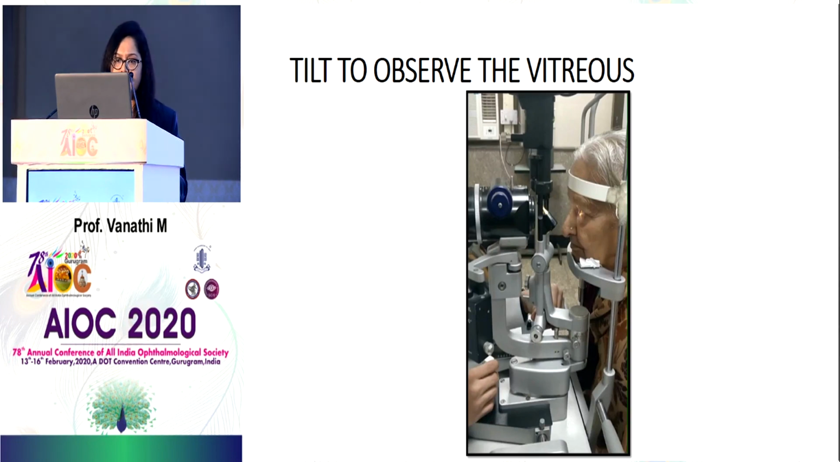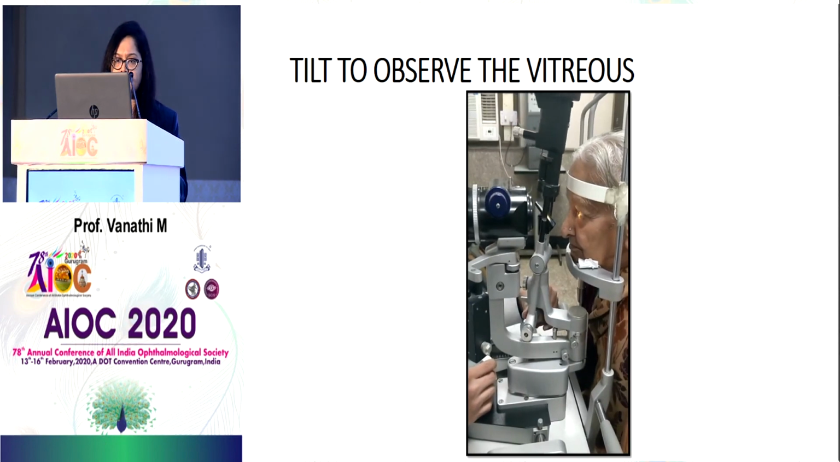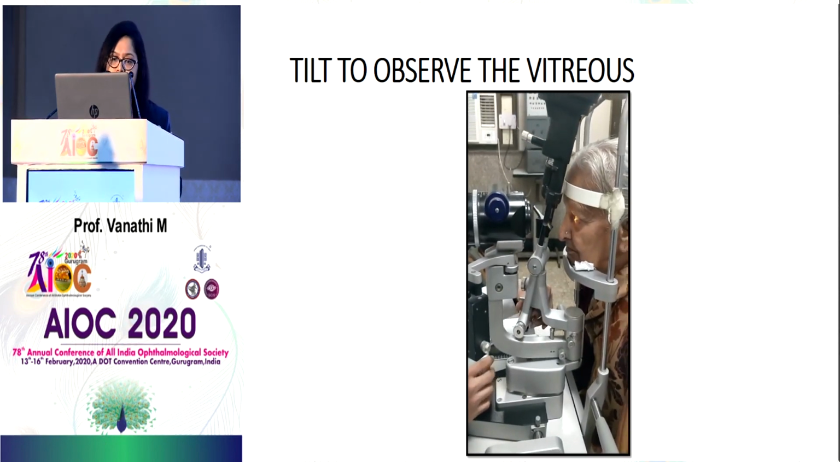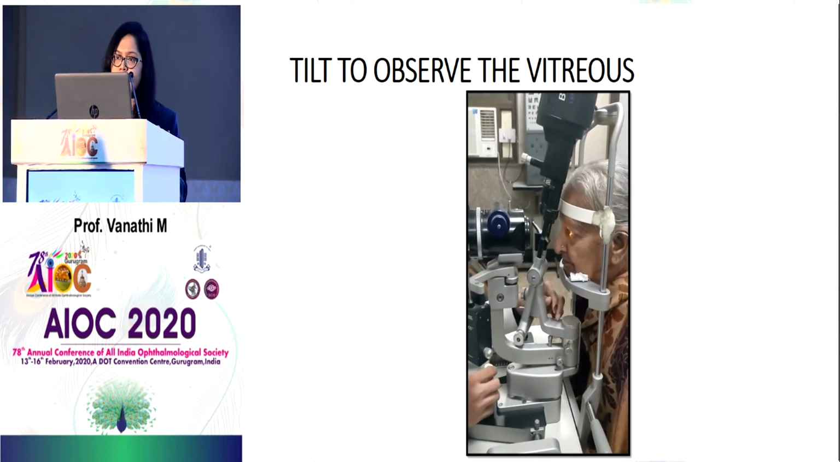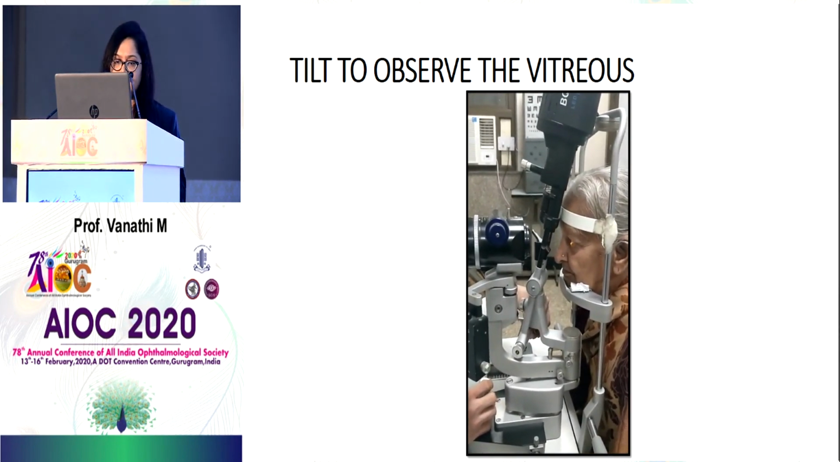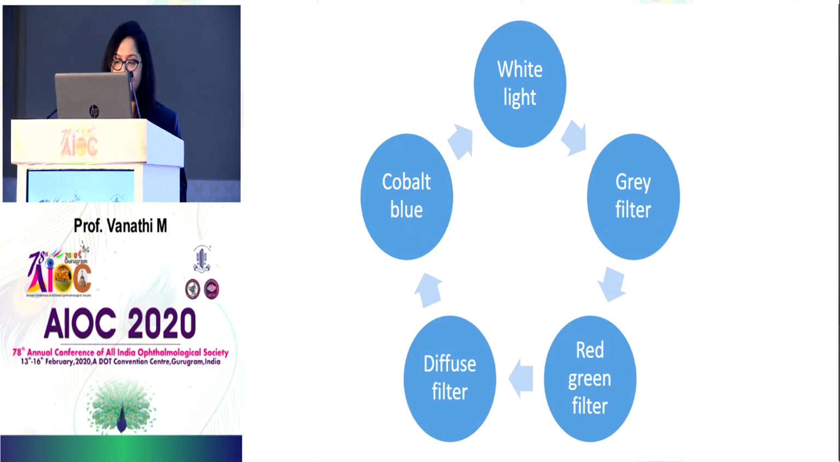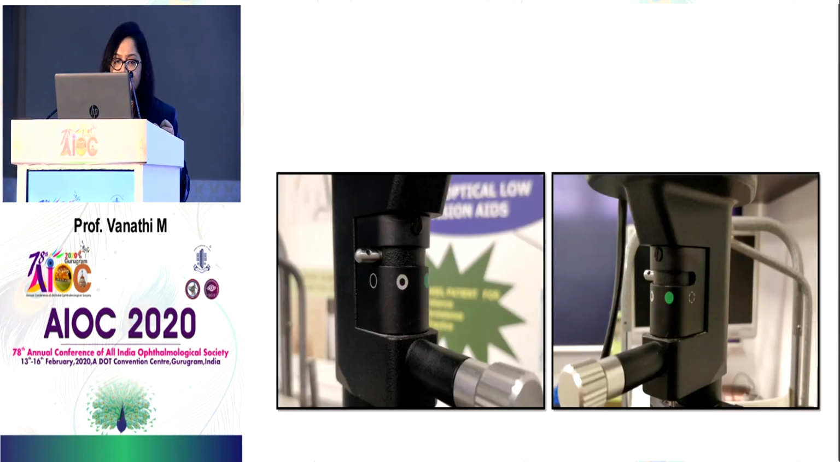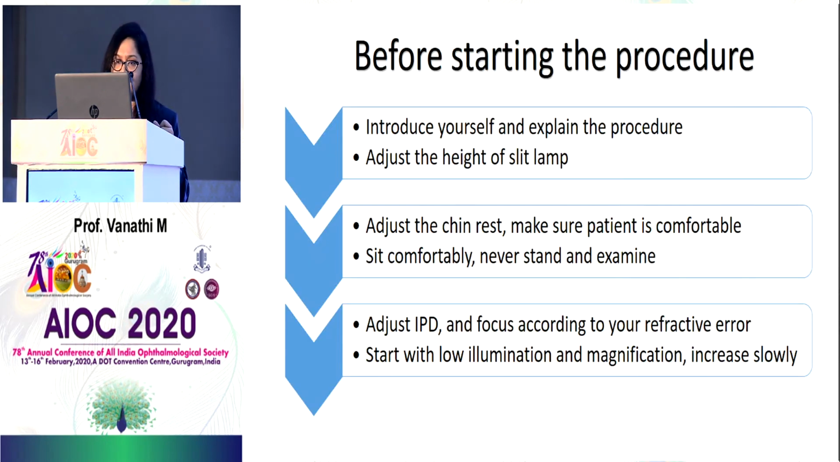Now in the illumination system itself, there is a system with which you can observe the vitreous. So you can gently tilt it a few degrees and you can visualize the anterior mid vitreous. Now there are various filters in the slit lamp: white light filter, grey filter, red-green filter, diffuse filter and cobalt blue. Here you can see this is a white light filter, this is a grey filter, then a red-free filter and then a cobalt blue filter.